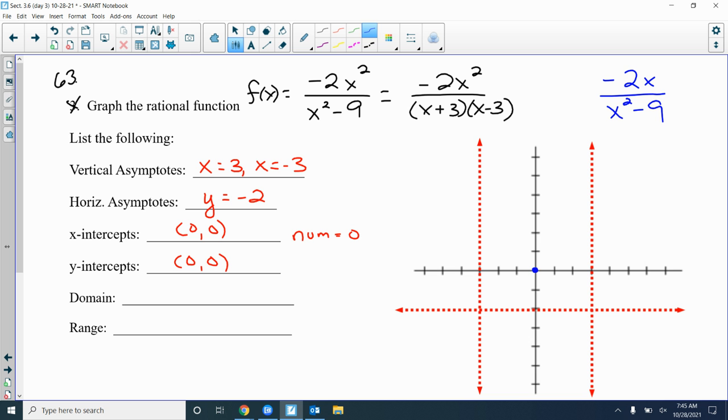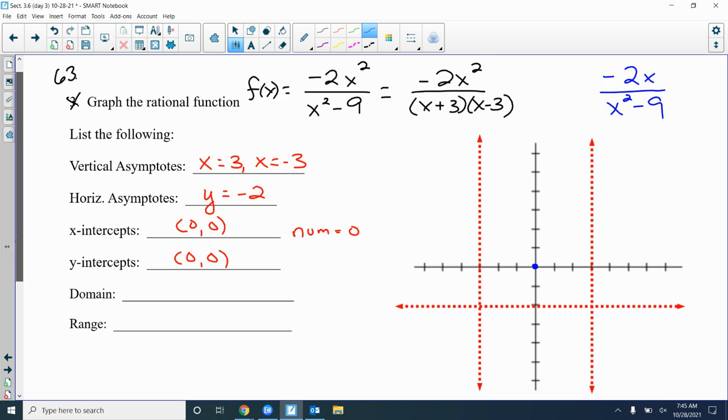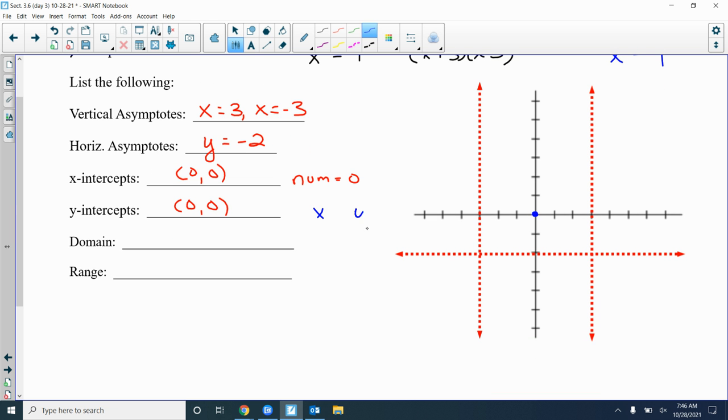Now the big thing is picking points to plug in. You got to test them, because like I said, these rational functions have crazy shapes, so you can't necessarily assume every time. So between and beyond the x-intercepts and vertical asymptotes. This is the furthest one on the left, so I need a point to the left of negative 3. I'm going to plug in negative 5.